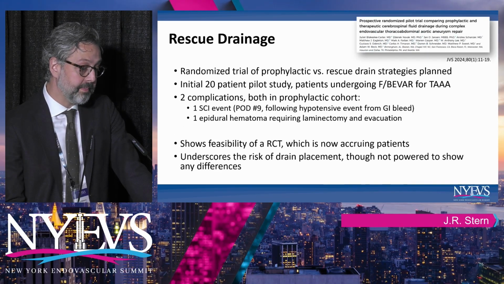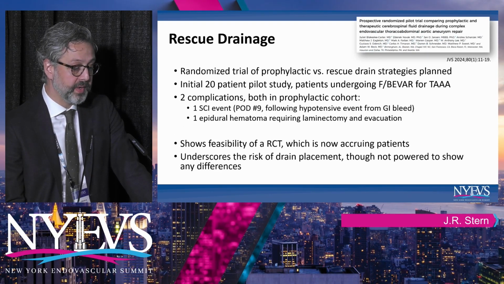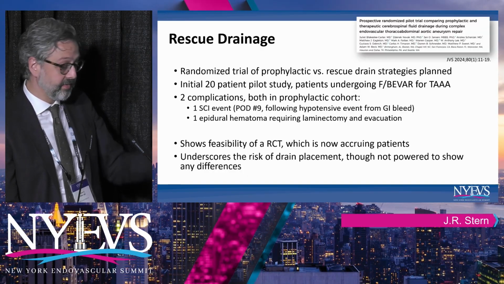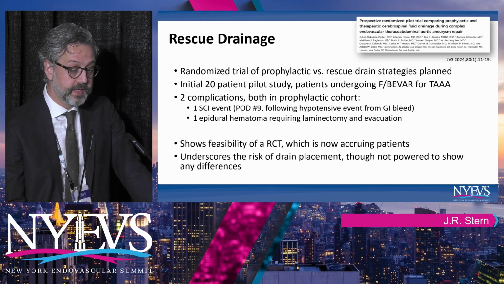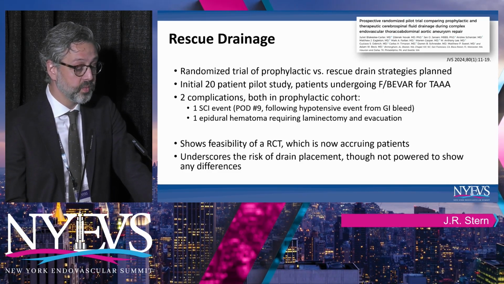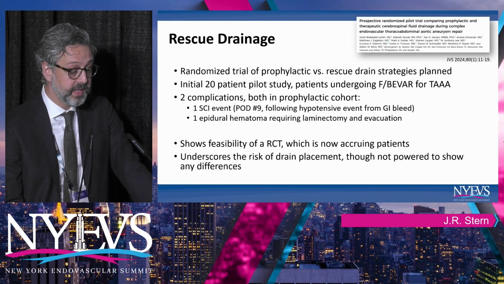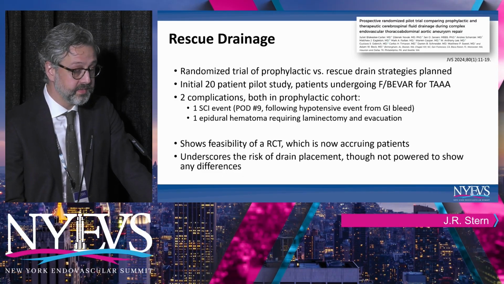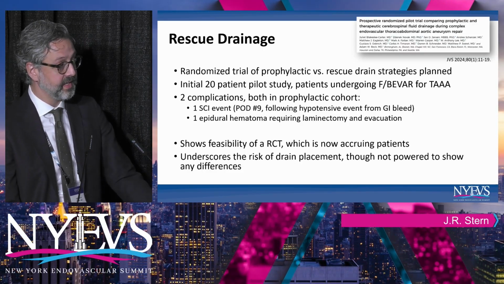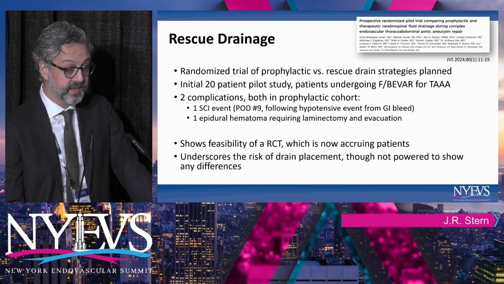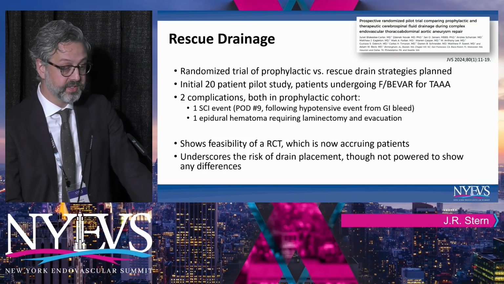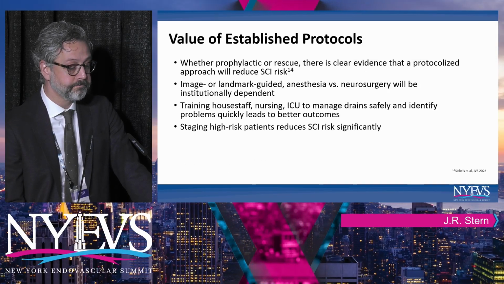So there's a randomized trial happening now. I think this is an important data point that's going to occur. This is an initial study of 20 patients that were undergoing fenestrated and branched EVAR for thoracic aneurysms, thoracoabdominal aneurysms. They noted 2 out of 20 patients had significant complications. One was an epidural hematoma that required laminectomy, and one SCI event that was actually somewhat later and related to hypotension. But again, underscoring the fact that these things do happen no matter what you're doing, even in high volume centers. And it shows the feasibility of a randomized controlled trial, which is now accruing patients, and I think this will give us some important answers.